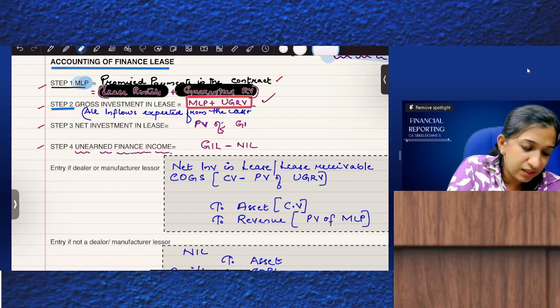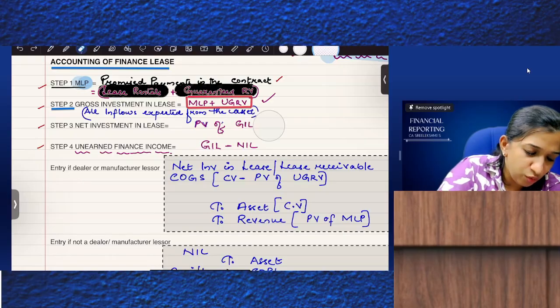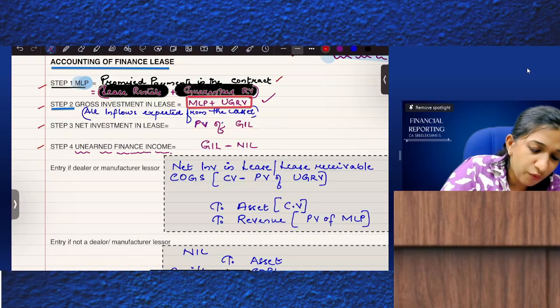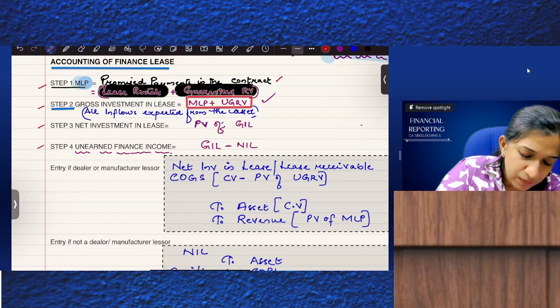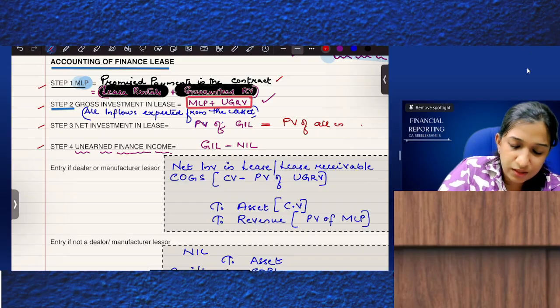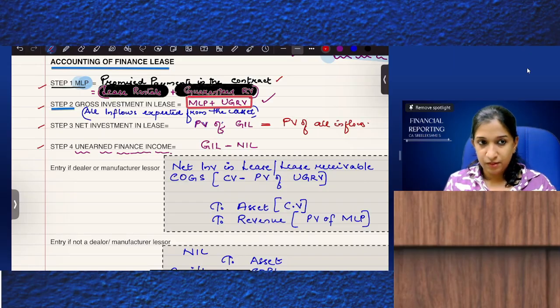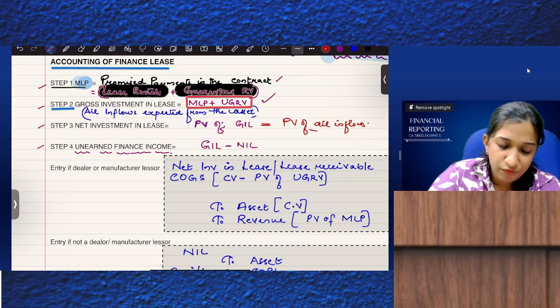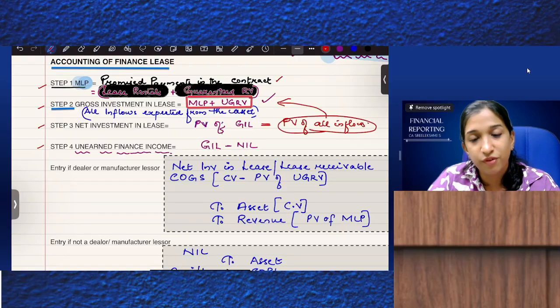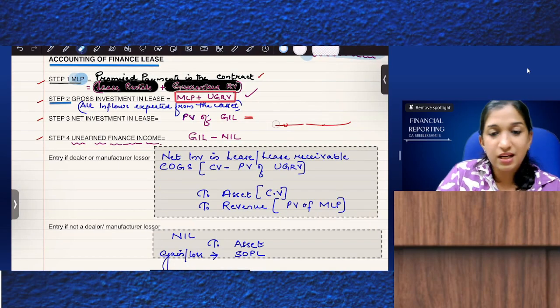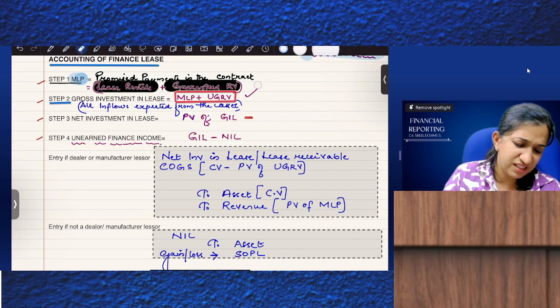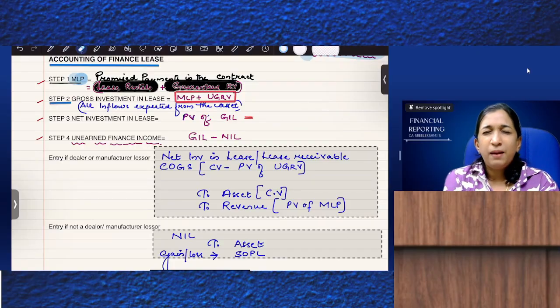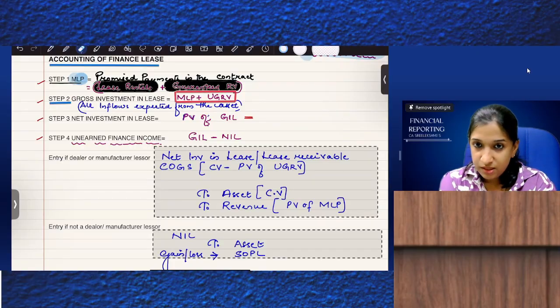Now, net investment in lease: present value of all inflows. Net investment is equal to present value of all inflows expected from this. Unearned finance income: present value of all inflows minus total value of inflows is the unearned finance income. So you should study this formula. MLP is equal to promised payments.